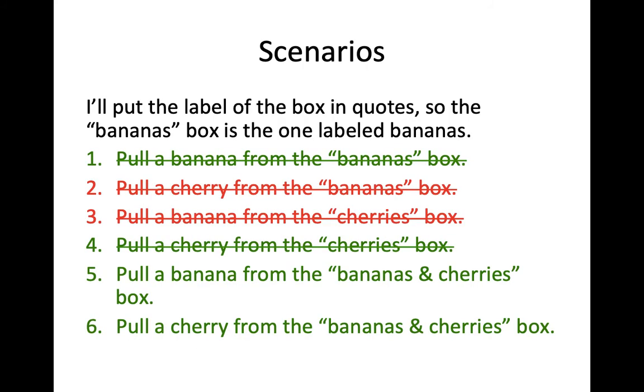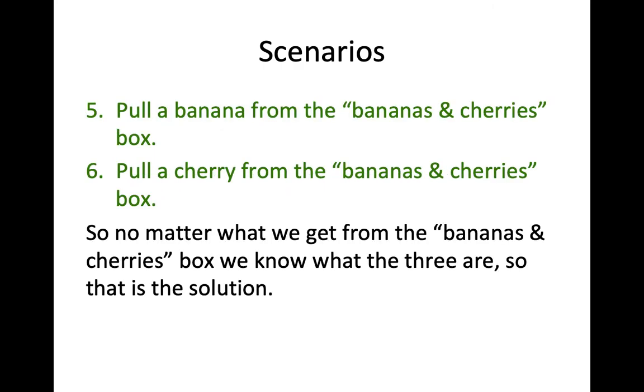Since scenarios 5 and 6 were both successes, no matter what I pull out of the bananas and cherries box, I'll be able to correctly label all 3 boxes. So that's the box we should pick from. And again, this heuristic is called exhaustion. We just listed out all the possibilities and then logically went through what would happen in each of the cases.